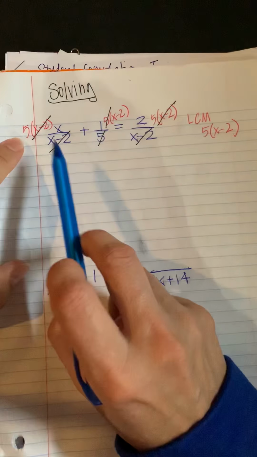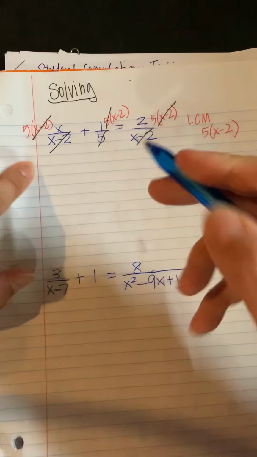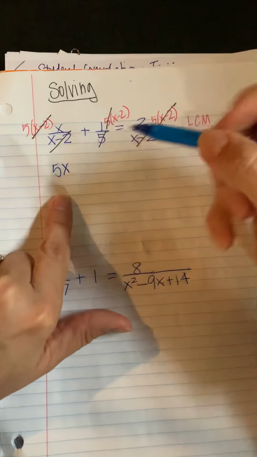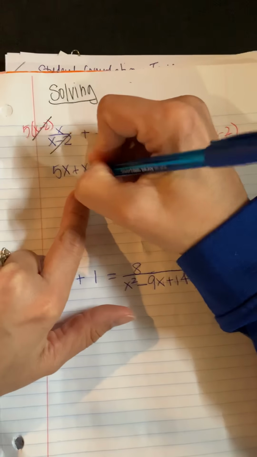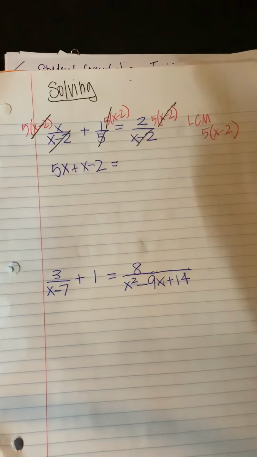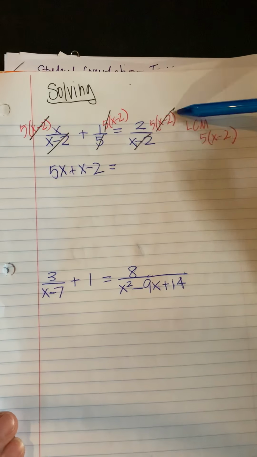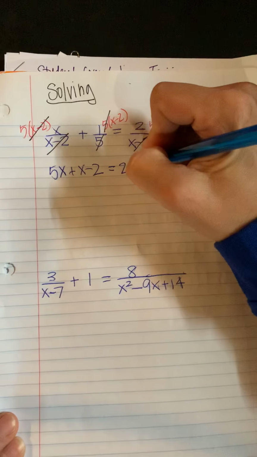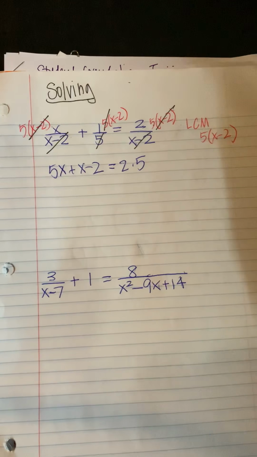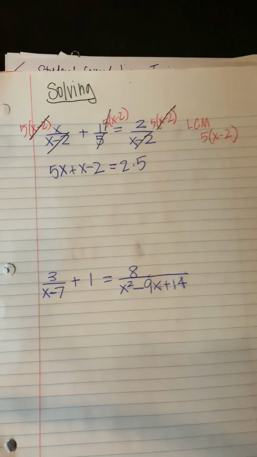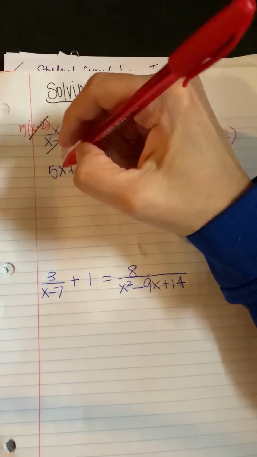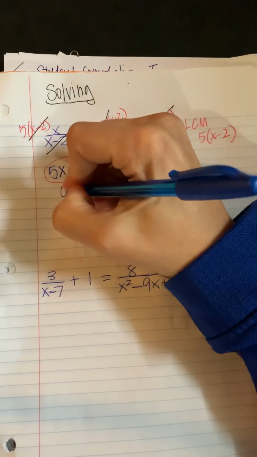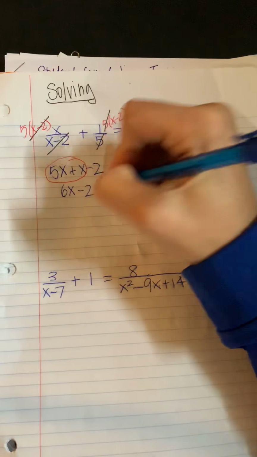So what I'm left with in this case is 5 times x. Here, the 5's cancel, so I'm just left with x minus 2. Here, the x minus 2's cancel, so I'm just left with 2 times 5, which will give us 10. So now at this point, I'm going to solve this. Combine these two. So it'll be 6x minus 2 equals 10.